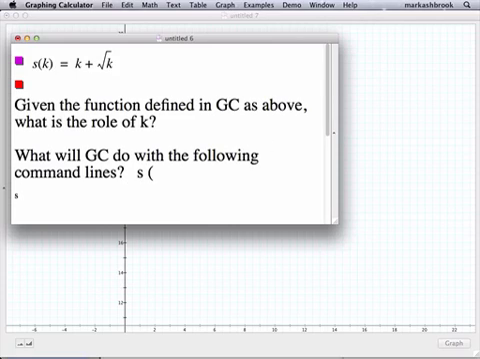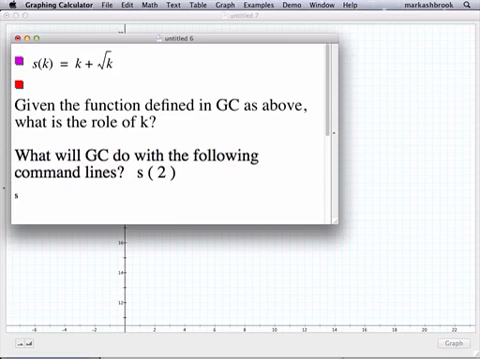How about if I do s of, what was I going to do first? 2. So what if in the next command line I put s of 2? What are we telling graphing calculator to do? Are we telling it to graph something? Are we telling it to solve something? Will it say, no, I don't get it, I need to have a k there? So what will it do?